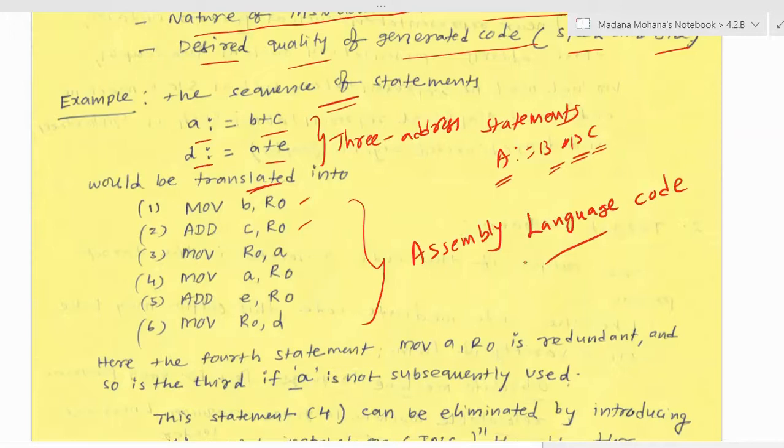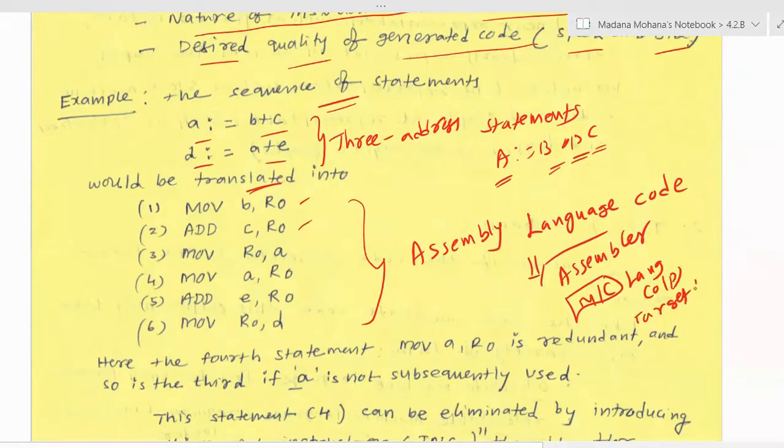Then using an assembler, the assembly language is converted into machine level language, which is the output, that is our target. So the target language for the code generator: first we will generate assembly language code, and the assembly language code is converted into machine language by using the assembler. That is our final outcome of the code generation.